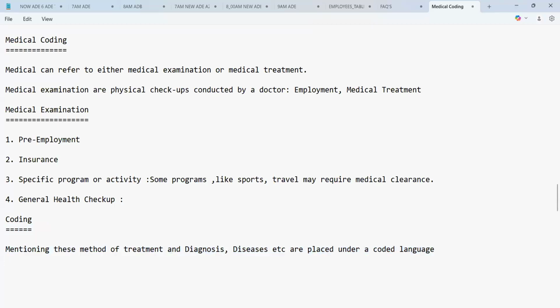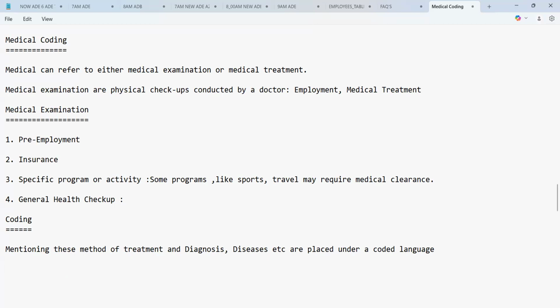So in broad, I can say, guys, medical coding is nothing but placing the methods of treatments, the diagnosis, the diseases, all in a proper coded form. What is a proper coded form called? Medical coding. Okay, guys. And when it comes to this medical coding, everyone, what are the methods of treatments?